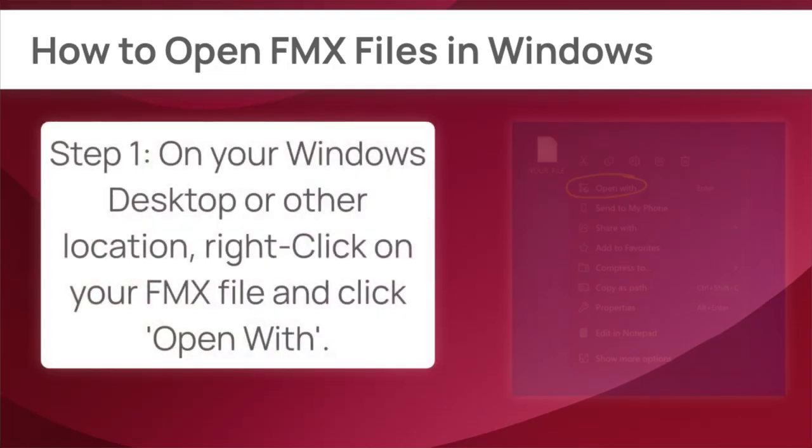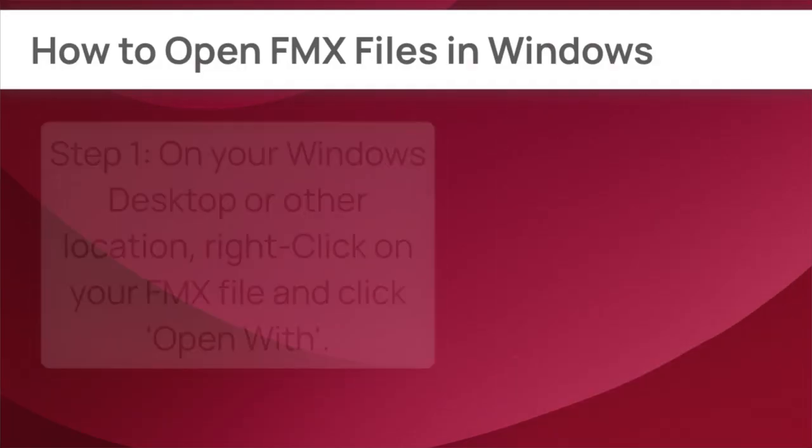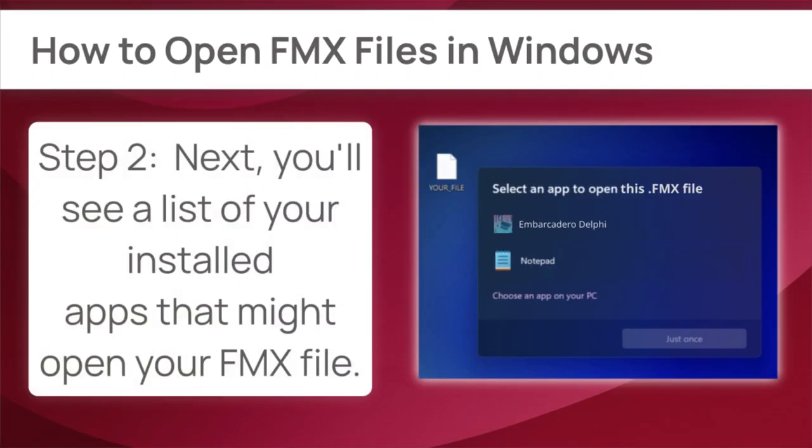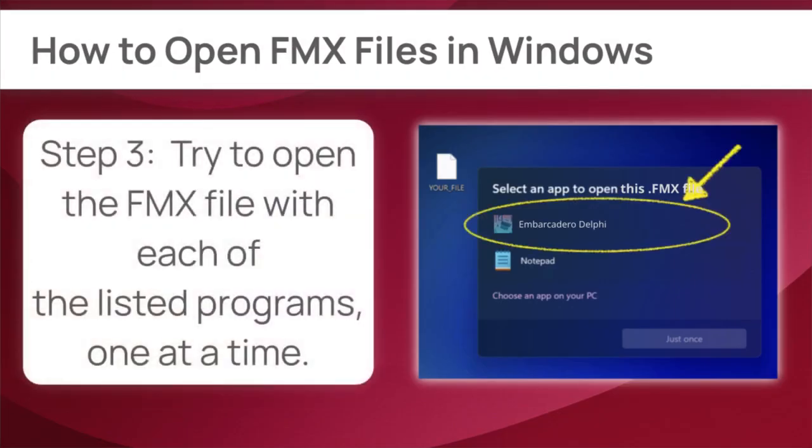We need to identify a functional opener. Right-click the FMX file and choose Open With. Prioritize Embarcadero Delphi if it shows up. If it is not there, choose any other application. The right one is out there.